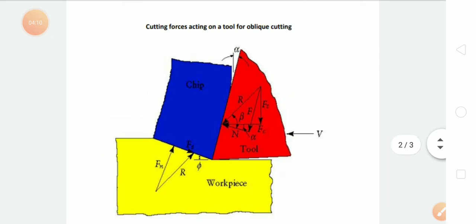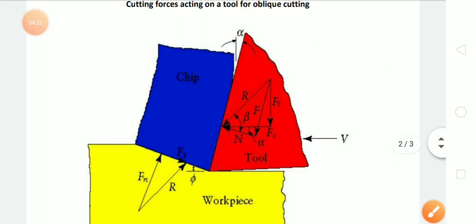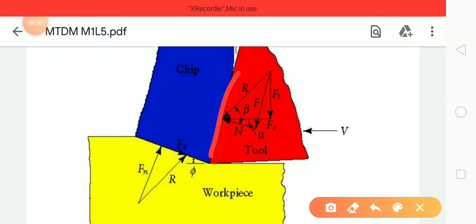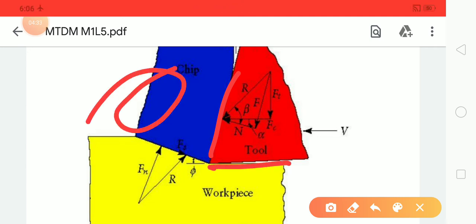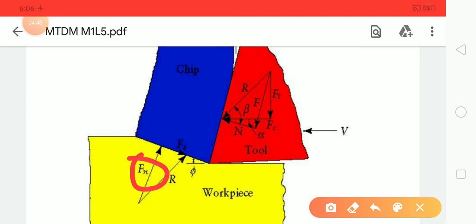Now I will introduce some of the terms and notations that are used for cutting forces in a tool. Here you can see a colorful picture: the yellow is the workpiece, blue is the chip and red is the tool. The tool is chipping or cutting a part from the workpiece. These two sides are very smooth and this is a rough side. The smooth side is due to the shearing action of the tool. This is how the tool shears the chip from the workpiece. Here you can see the notations Fn, Fs, and here Ft, here Fc.